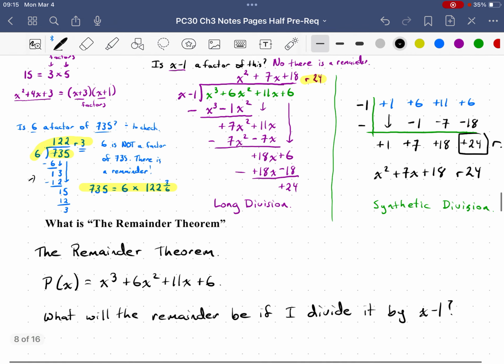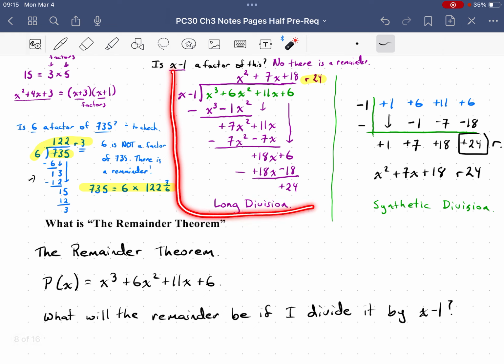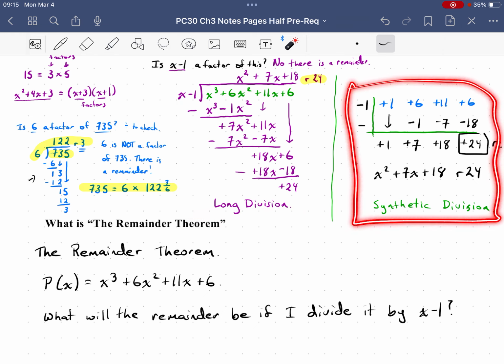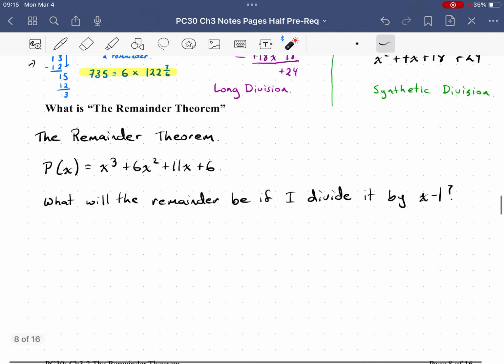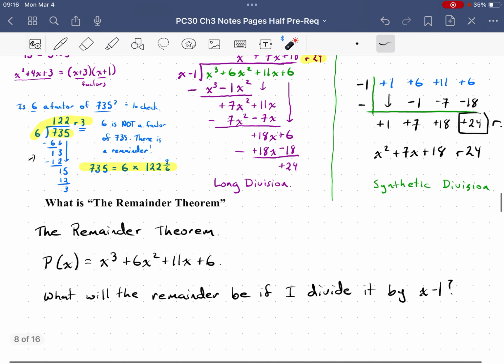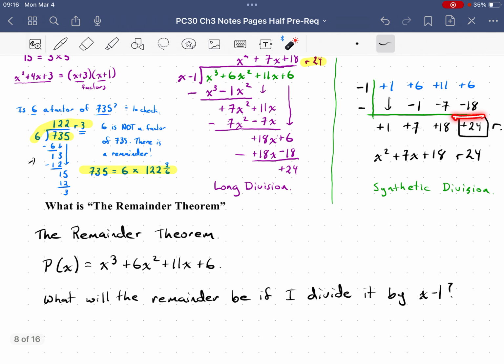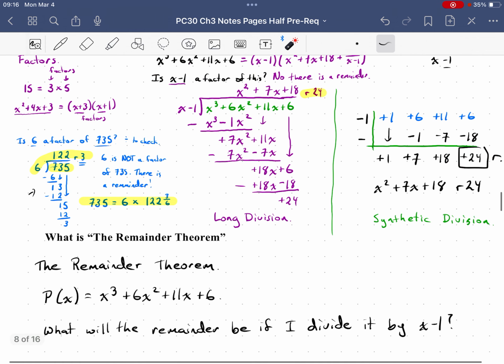What we've seen up here, we can do long division to divide it out. We can do synthetic division to figure it out. If our remainder happens to be 0, so we'll look at this one, if our remainder was 0, then this would be a factor. Since our remainder was 24, this is not a factor.